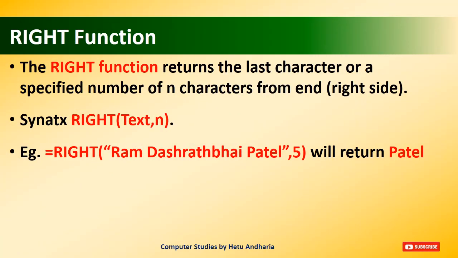Opposite to left is right. It does the same thing. The right function returns a specified number n of characters from the end, that is from the right hand side. Syntax is the same, is equal to RIGHT, bracket, text comma n. Example: is equal to RIGHT, Ram Dasrath Bhai Patel, comma 5. So Patel, the surname, is on the right hand side, so it will return Patel.